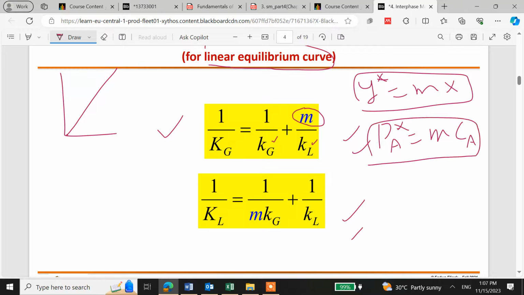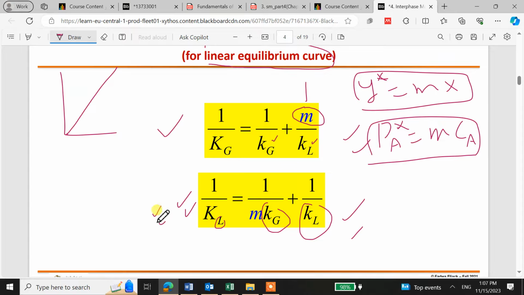So with that m, you can use this equation, which should be given. If you know the gas kg and m, you can get it. Similarly here, if the liquid mass transfer coefficient is given and the gas one is given, then the overall mass transfer coefficient based on liquid, KL, can be calculated.